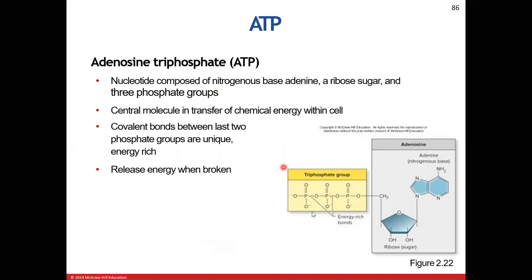The reason being is that these squiggly lines here really are indicating very high energy bonds. And so you'll see that we have these 2 covalent bonds between these last 2 phosphate groups, and they are, again, very energy rich. And energy is released when these particular bonds are broken, okay? So again, very high energy bonds in this triphosphate group, which is really what gives us the triphosphate of the adenosine structure right here.